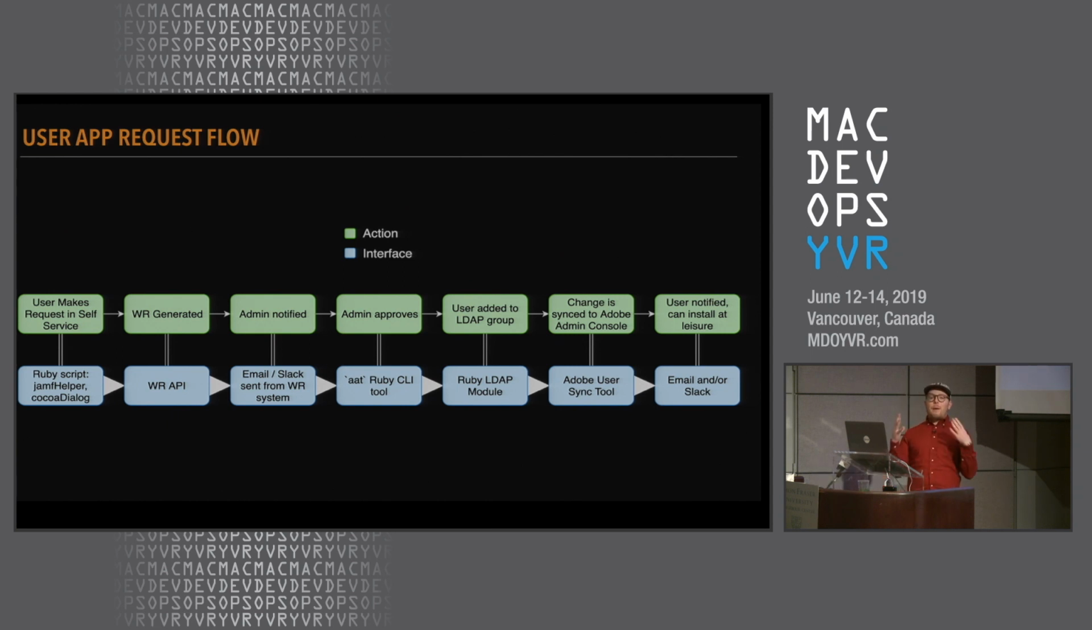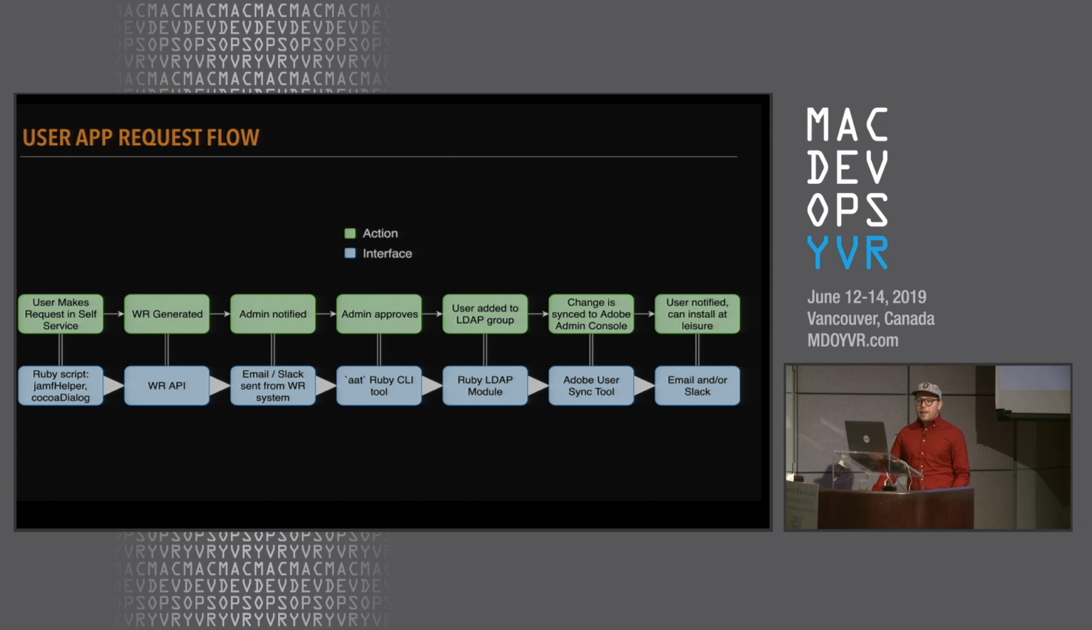So here's what's happening in that whole process. Again, in green is the action that is happening, and in blue is what's happening in the background. It starts with that user making the request in Self Service, filling out that little form, which is basically Jamf Helper and CocoaDialog to get that feedback. That then talks to our work request API and creates a work request. That gets assigned to an admin, and it notifies them either over email or Slack.